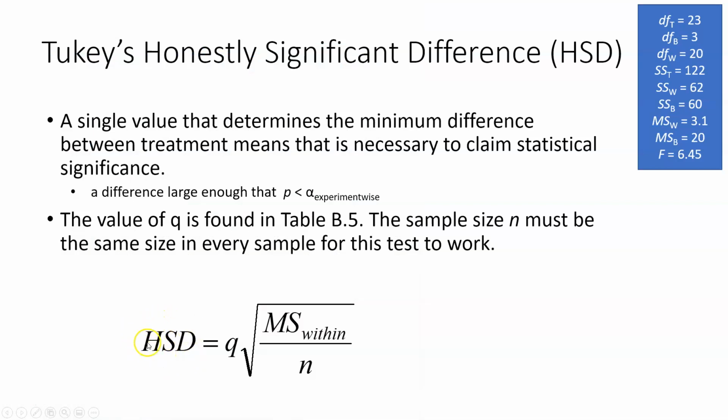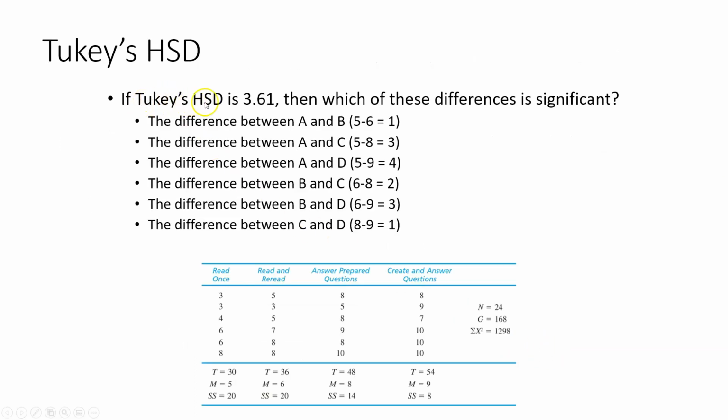So here is our HSD: Q is 5.02, mean squares within up here is 3.1, the n size of each condition was 6. You plug all those in, follow it through, and it equals 3.61. Now, what do we do with this? This is the standard against which we compare all of the mean differences. So if Tukey's HSD is 3.61, then which of these differences is significant? Group 1 minus group 2 is a mean difference of 5 minus 6, or a difference of 1.